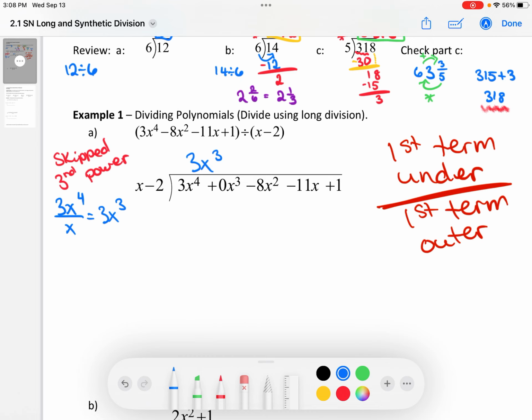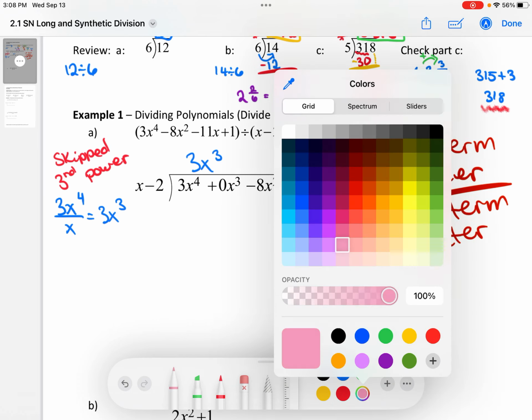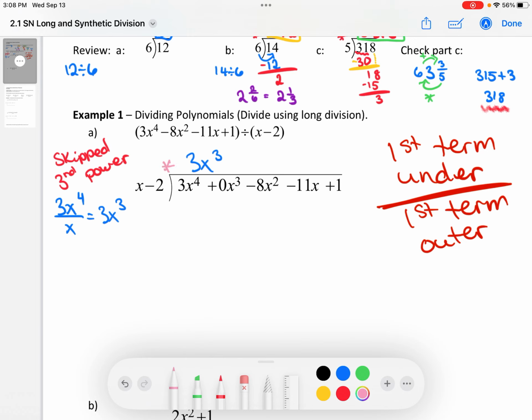Now, just like when we did this with the whole numbers, we multiply. So we'll multiply 3x to the third times x. That's 3x to the fourth. And we'll multiply 3x to the third times negative 2. That's negative 6x to the third.